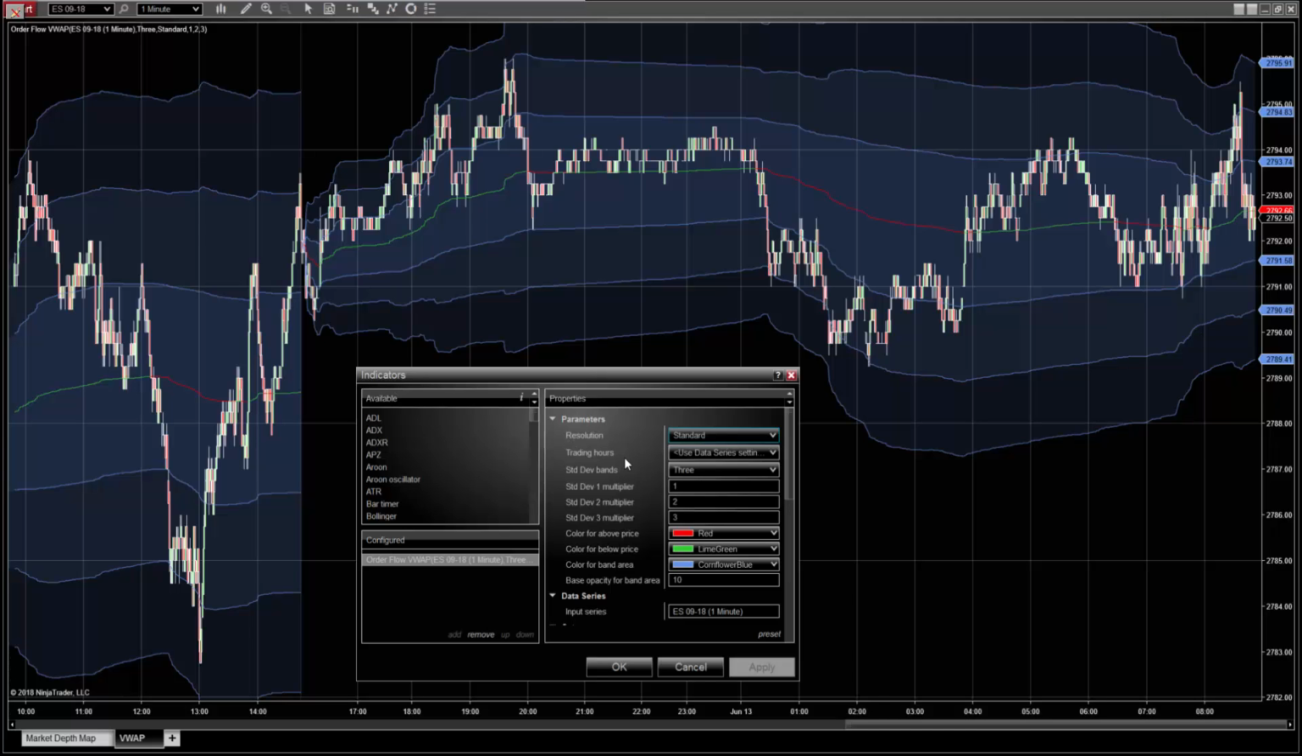The trading hours selection is used to select the session on which NinjaTrader will calculate the VWAP. It will still be limited to the bars that are on your chart. So if you had the extended trading hours applied to the chart and wanted a regular trading hours VWAP, you could apply the appropriate trading hours.